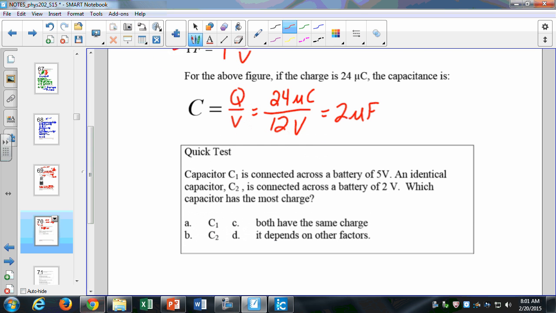Let's try this quick test. Capacitor C1 is connected across a battery of 5 volts. Identical capacitor C2 is connected across a battery of 2 volts. Which capacitor has the most charge?